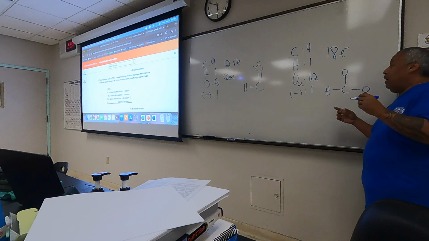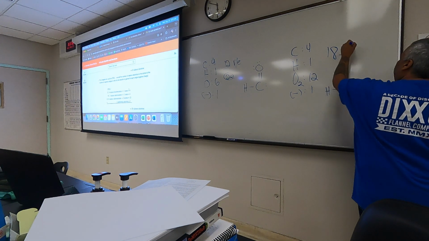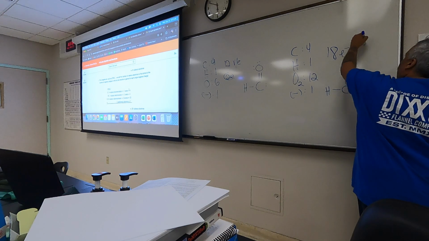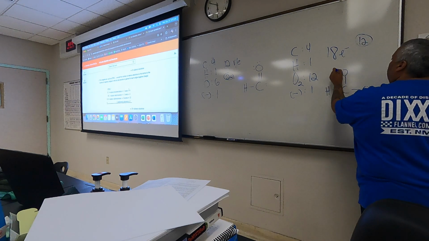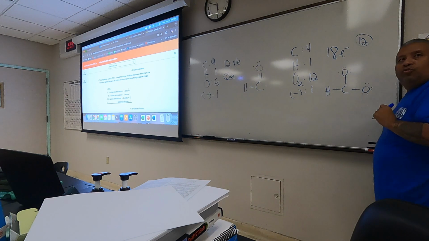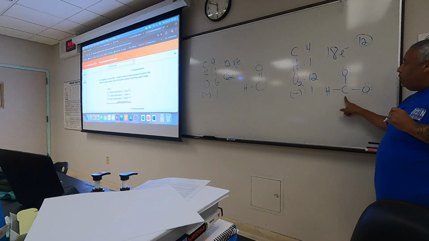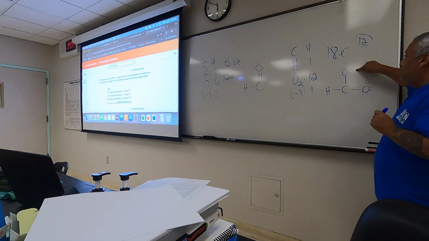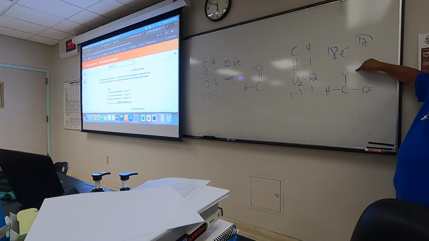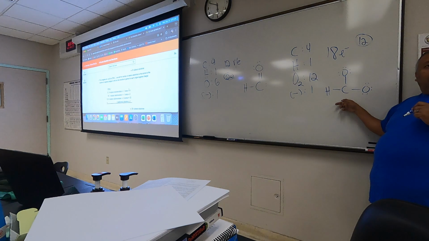Yeah, we want to put electrons on the outside. So we've used 2, 4, 6 of these. So we have 12 electrons left. 1, 2, 3, 4, 5, 6, 7, 8, 9, 10, 11, 12. I'm out of electrons, so I'm not going to put anything here on carbon. Is this oxygen good? Yeah, this oxygen's good. This hydrogen's good. Is carbon good?